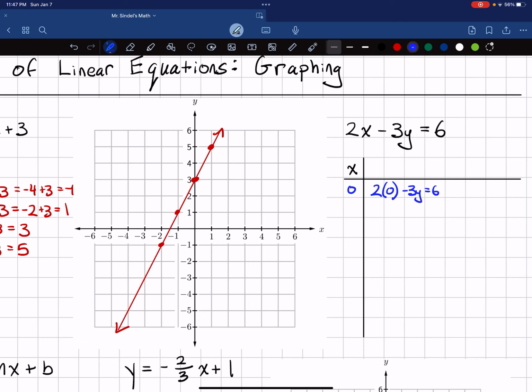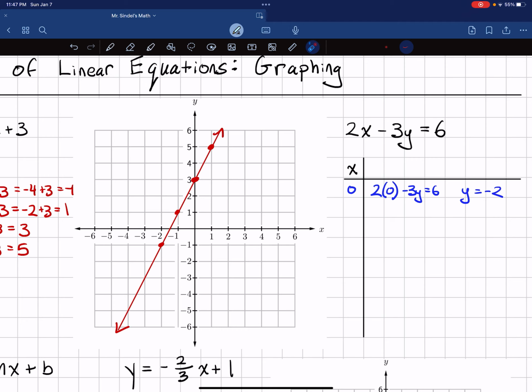And I actually have to do some work now, because 2 times 0 is 0, and that's essentially just like scribbling it out. And now I have this equation, negative 3y is equal to 6, which means I need to divide both sides by negative 3 to get the y by itself. And now y is equal to 6 divided by negative 3, which is negative 2. So I can say that y here is equal to negative 2. It's a little bit more work, but it can be done.